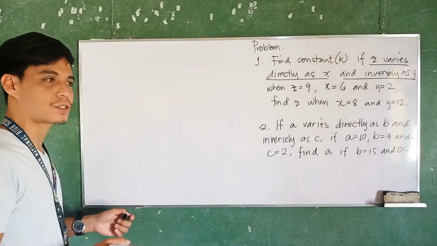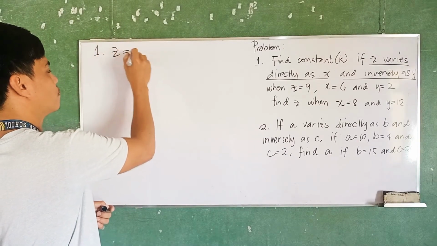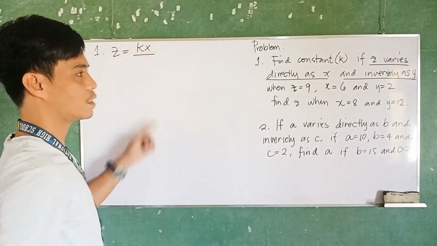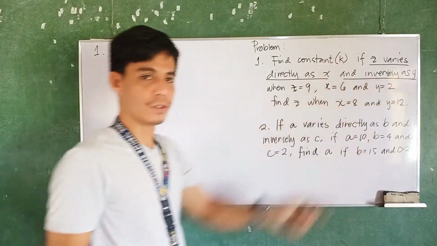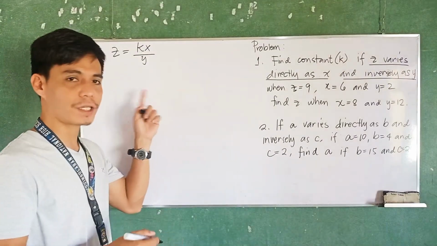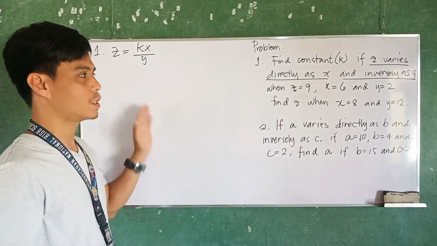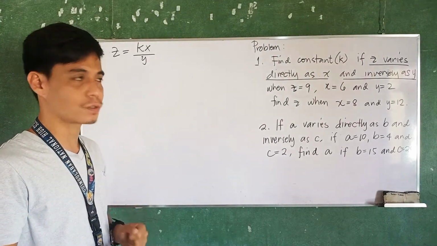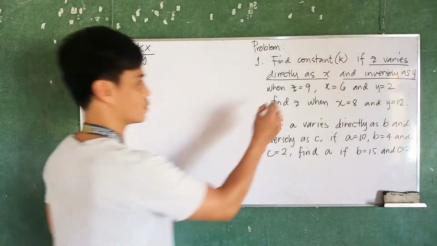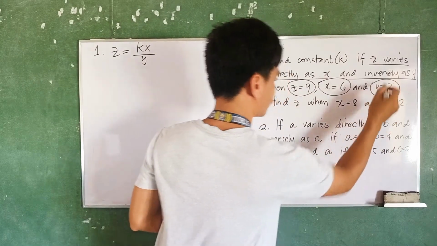So, in mathematical symbol, this would be z varies directly as x, so kx, and inversely as y. So, our y is at the bottom. Okay, so there you have it guys. This is our mathematical symbol. And the next thing to do is to substitute the first given values. So, z is 9, x is 6, and y is 2.